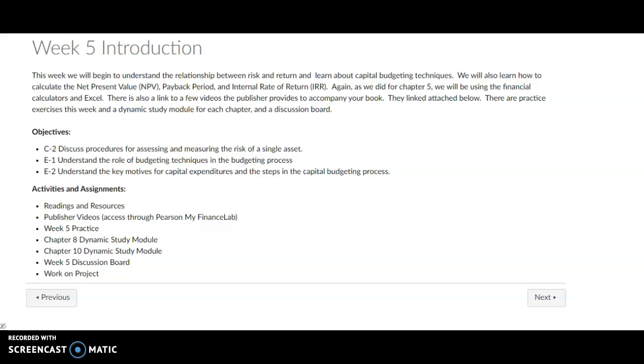Hi everyone. We are in week 5. We are nearing the end, and this week we are going to be looking at some important topics related to capital budgeting techniques. We have 3 methods that we're going to be focusing on: the net present value, payback period, and internal rate of return.